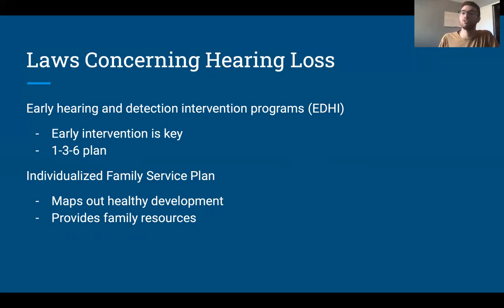Next is the Individualized Family Service Plan. This is a plan that gives access to the families on certain resources that might aid in raising a child with a hearing impairment, as well as maps out healthy development and what the family can do to make sure the student is on par with other child development, and making sure that when it does come time to enter school, they're where they're supposed to be and they're on track.